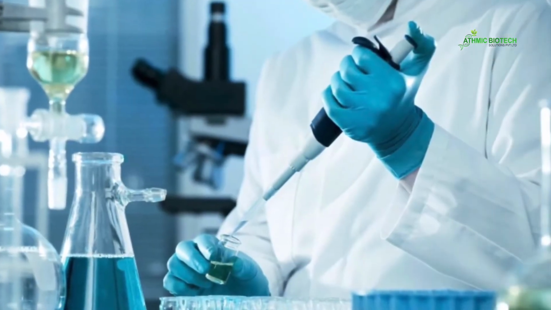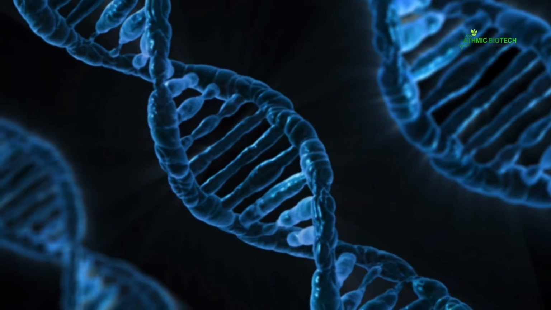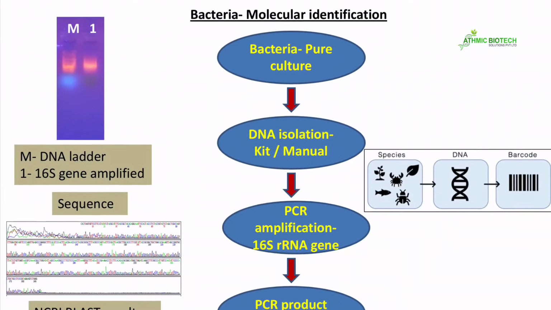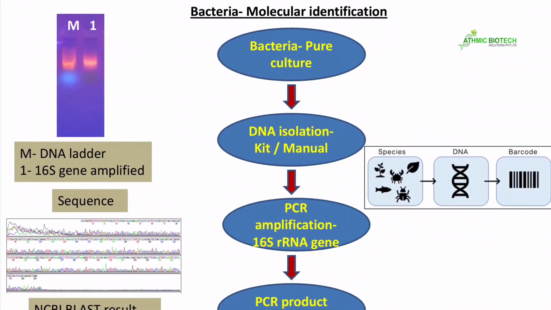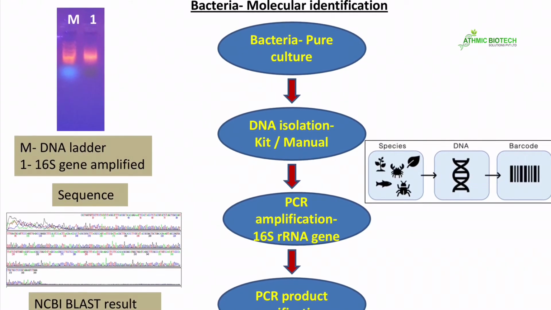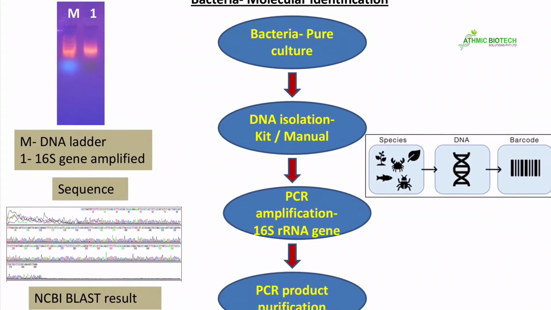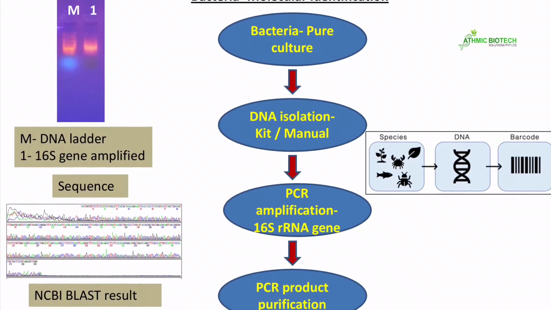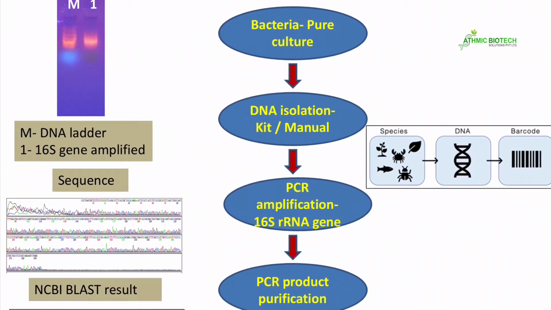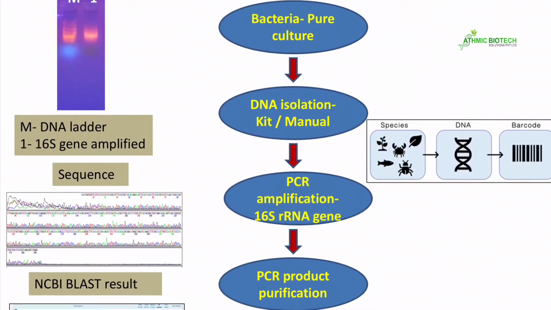As an example, I will show how we can identify a bacterium by molecular identification. First of all, you have to prepare a bacterial pure culture. Pure cultures are essential in the case of bacteria, because if your starting material is mixed, you will get mixed reads in Sanger sequencing and you can't identify the organism. So the starting material must be pure. Then go for DNA isolation. Then, using the 27F and 1492R primers, you can amplify the 16S rRNA gene.